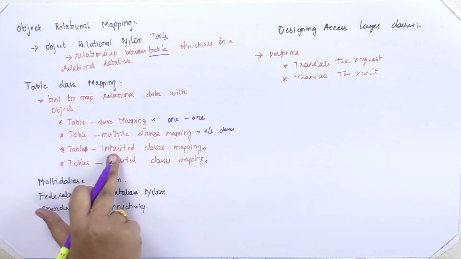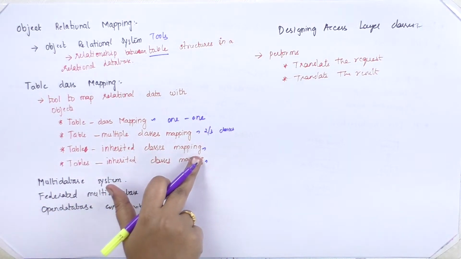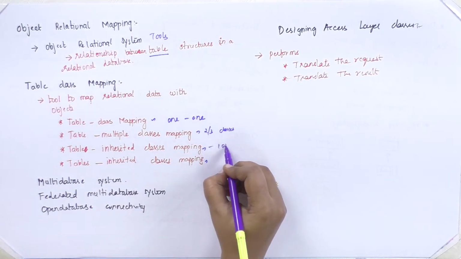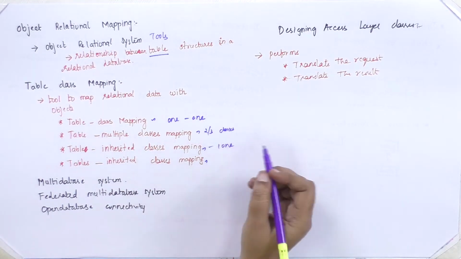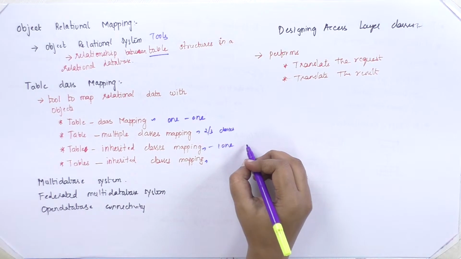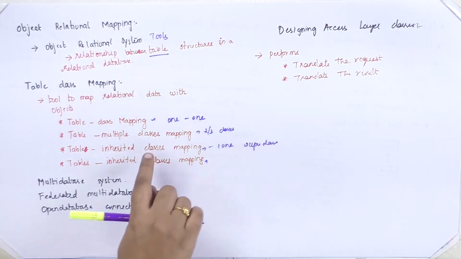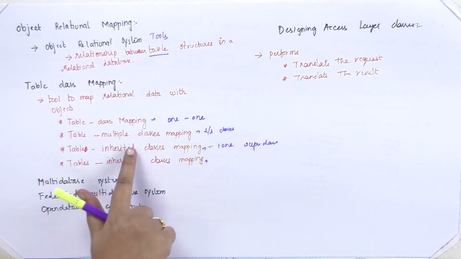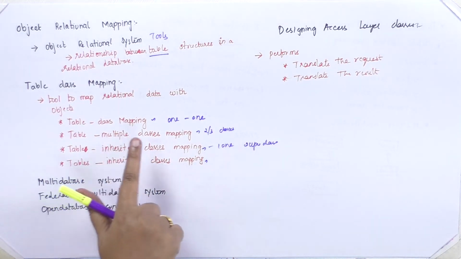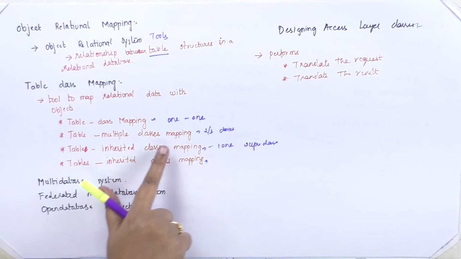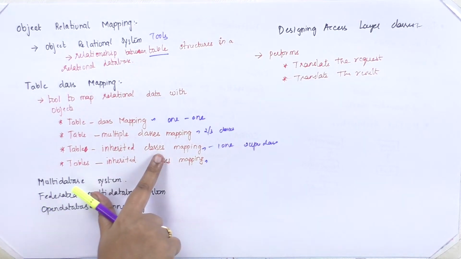Next is table inherited classes mapping. Here a single table, one table, will be mapped to many classes that have a common superclass. So here the classes will be inherited from each other, whereas in the previous one you have multiple classes but those classes are not inherited. Here you will have inherited classes.